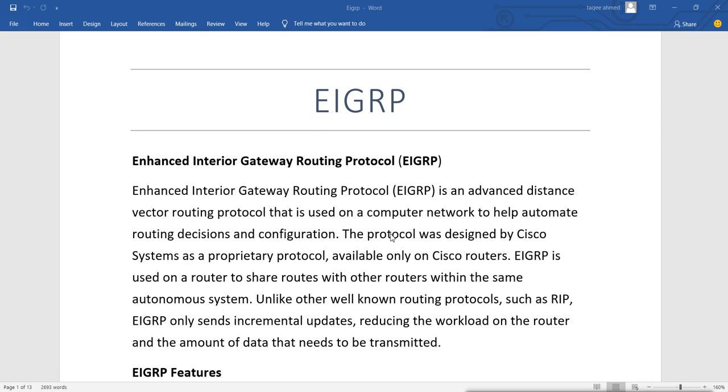Then OSPF has only one metric, that is cost, but EIGRP has 5 metrics. IGRP had only 4 metrics, but EIGRP has 5. So it is a very advanced protocol, very good protocol to support a big network, easy to configure, easy to manage, but it is a proprietary protocol.